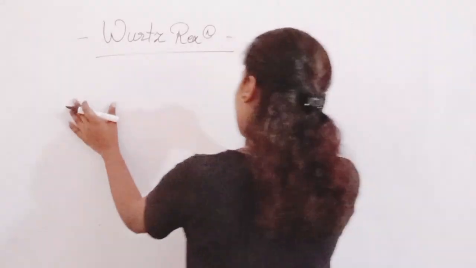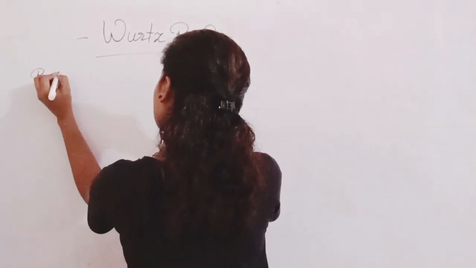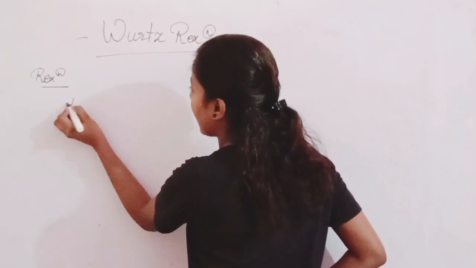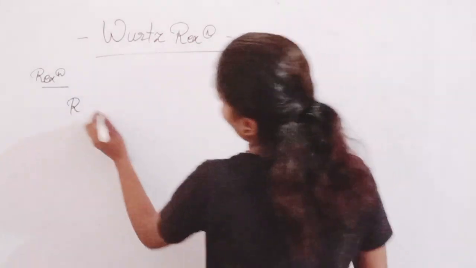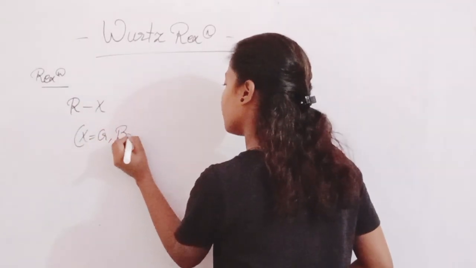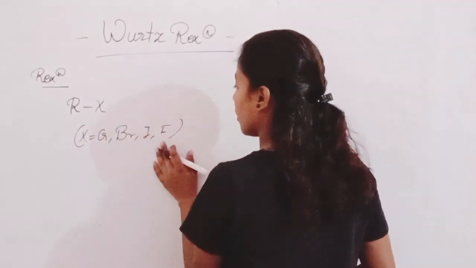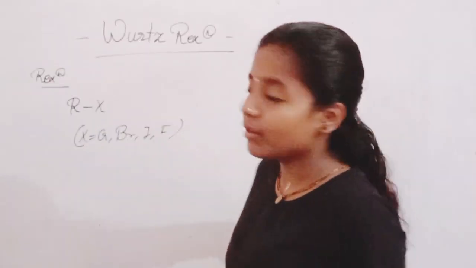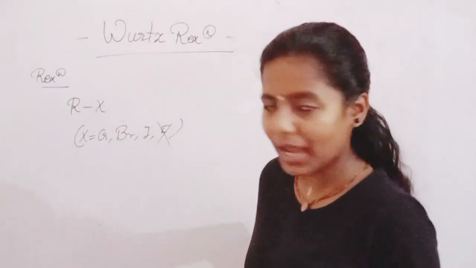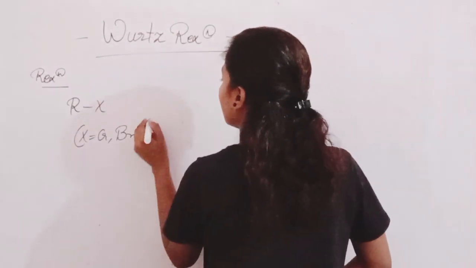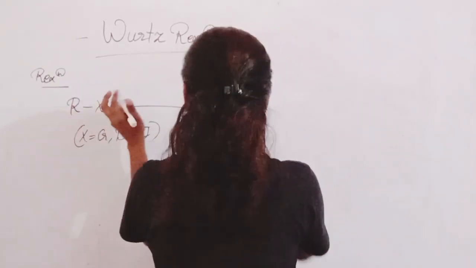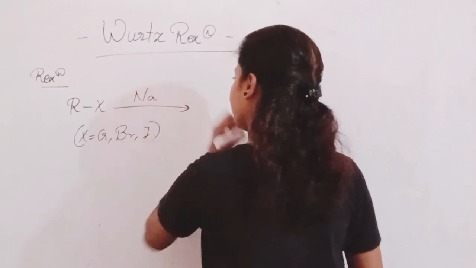So let's begin, taking a reaction, any such reaction I could take. I'm going to take any alkyl group with halogens such as chlorine, bromine, iodine, fluorine. Now what I wanted to say is that in the Wurtz reaction, fluorine does not work. Okay, I'm going to erase it, till iodine. Okay, I'm going to add sodium metal to this particular reaction.